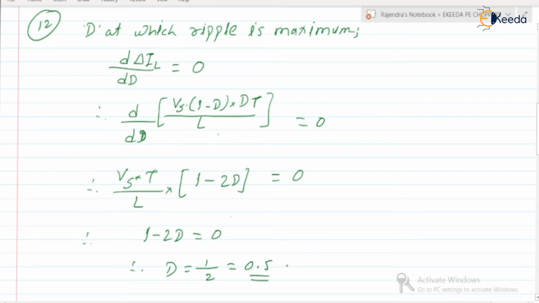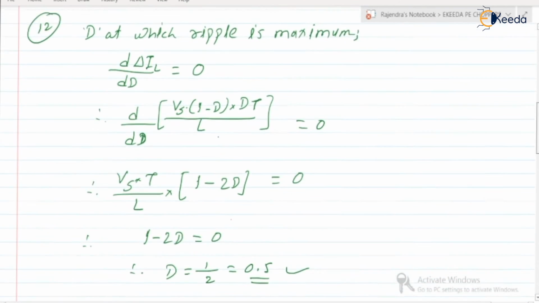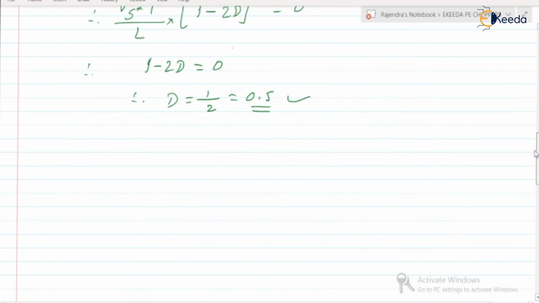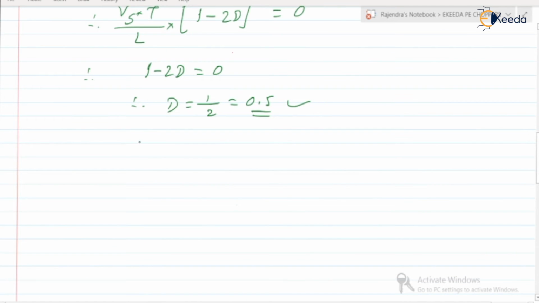So the value of the duty cycle for getting the maximum delta IL, that is the maximum ripple in the inductor current, is equal to 0.5. Either we can find it in this way, or we can write d by dD of delta Vc equal to 0. So here we can write d by dD, that is the differentiation with respect to duty cycle, of delta Vc.